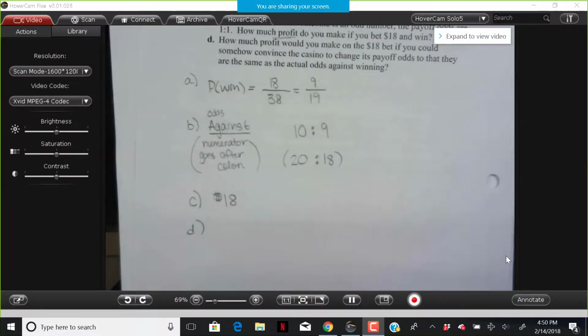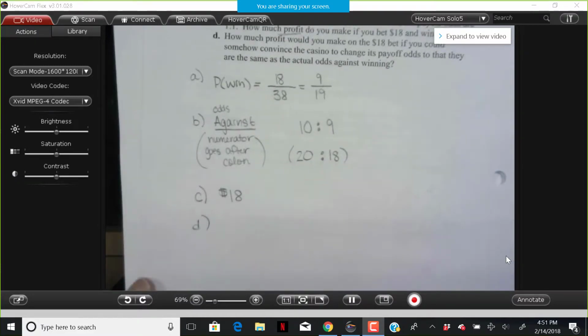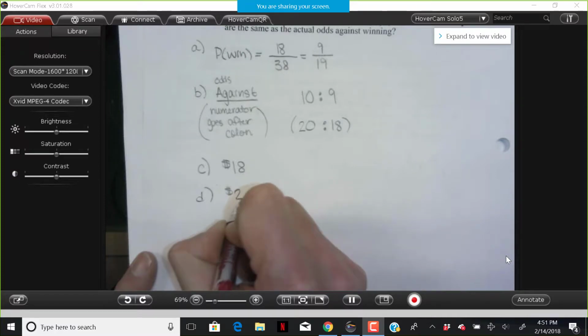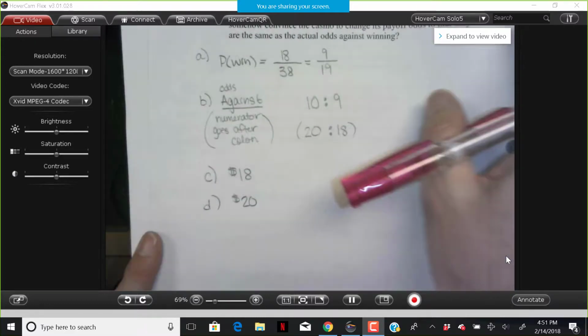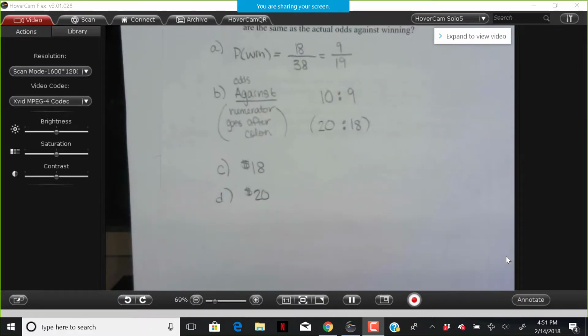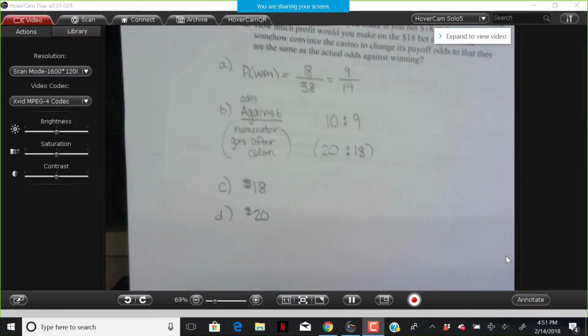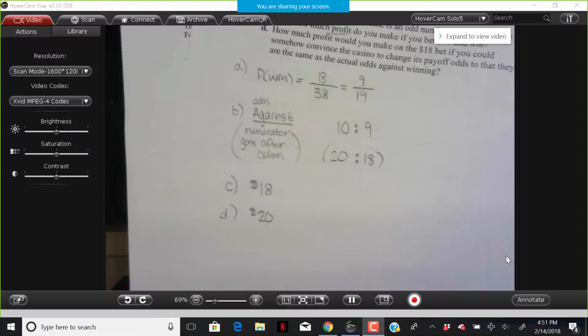So this is saying if you bet $18, you should get $20 back. That would make it fair. Since the odds are 20 to 18, if you play and win, they should pay 20 to 18. But casinos don't do that. They set it up so they win. All right, so that is it for 4.2.